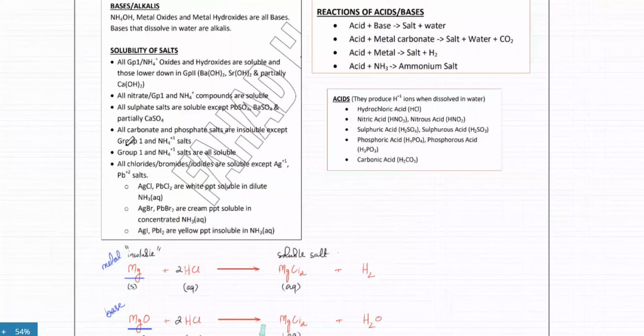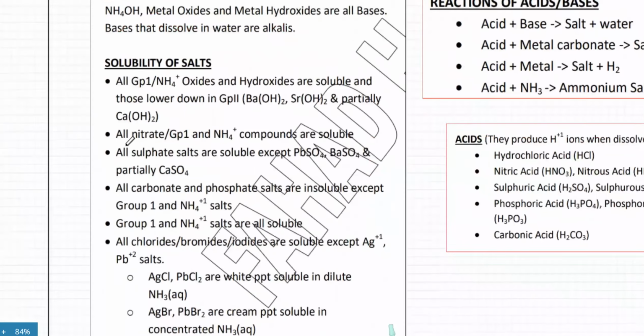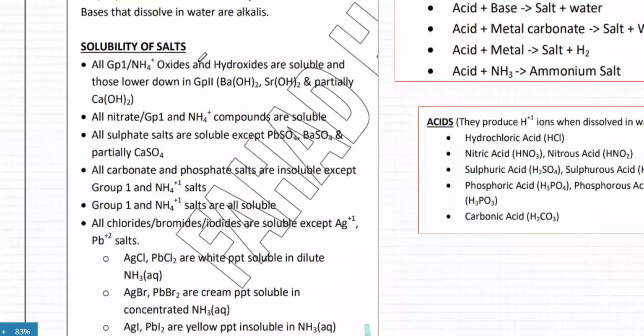How did I know that magnesium oxide is insoluble? Because it's written over here that oxides and hydroxides only of group 1 and NH4+ are soluble, and some of those that are lower down in group 2. So magnesium is definitely not there. It's either group 1, the leftmost in the periodic table, whose oxides and hydroxides are soluble, or the ones at the bottom of group 2.